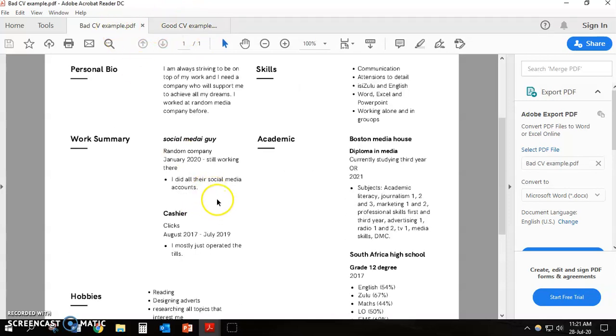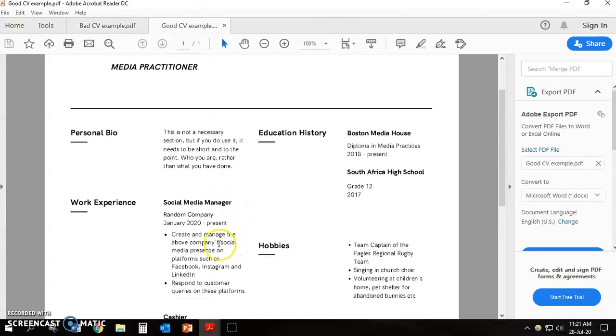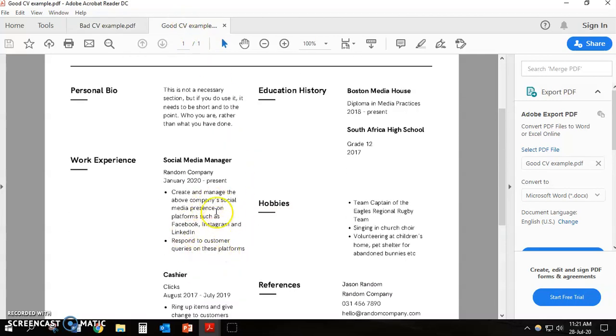I did all their social media accounts. So we try and avoid speaking in the first person in CVs. And you remember here, this was a lot more comprehensive, mentioning what social media accounts they are. We're talking about other aspects like customer service too.